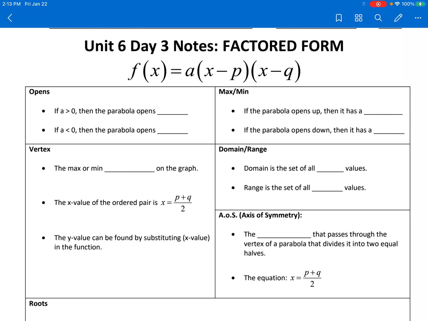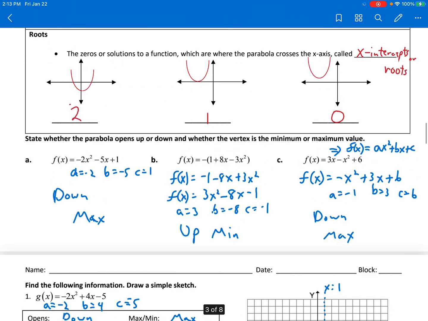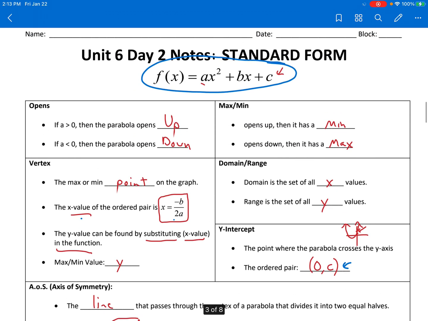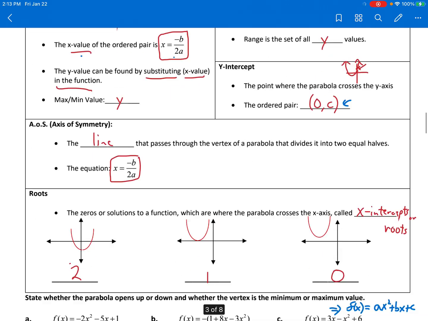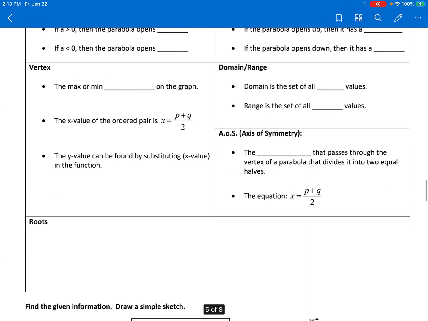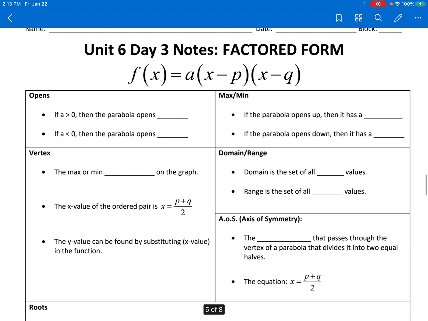Today's lesson is more quadratics, and this form is going to be factored form. Last class, we talked about standard form, ax squared plus bx plus c, and we looked at all the different ways to use it to graph our parabolas. Today, we're going to look at what we call factored form.